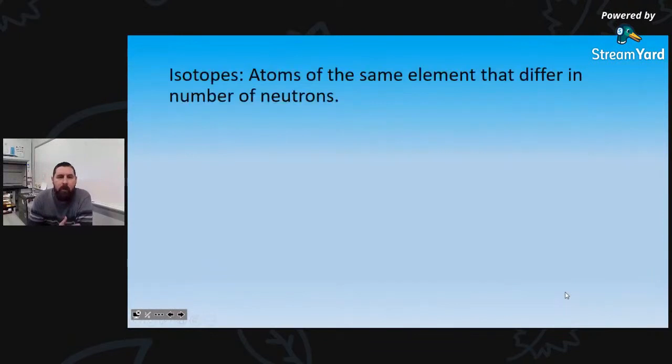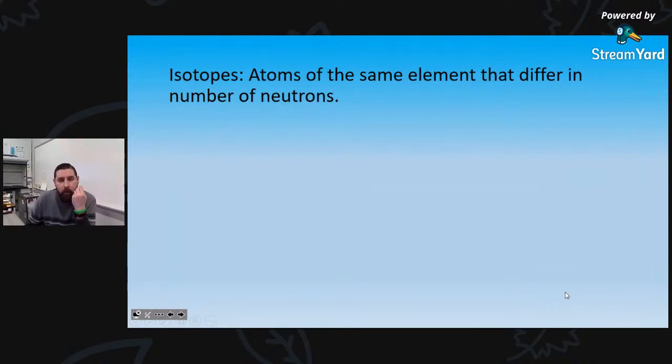When we talk about an isotope, we're simply referring to atoms of the same element that differ in their number of neutrons. Remember, for an atom, you have protons and neutrons in the nucleus, and the electrons outside orbiting within an electron cloud. But it's those protons and neutrons that contribute to the mass of a particular element.